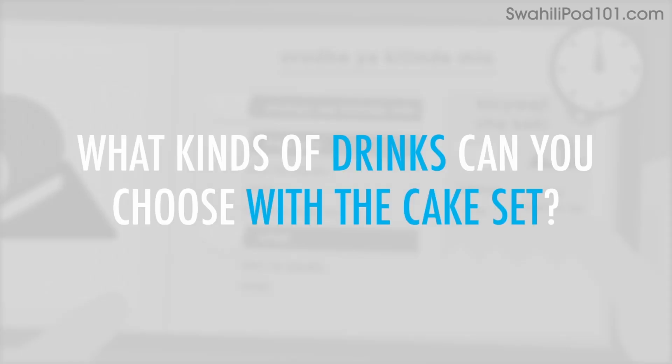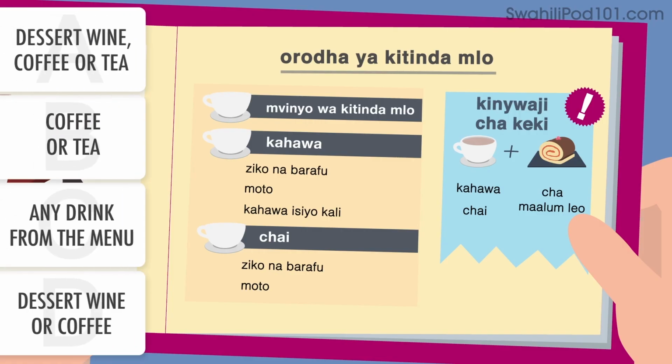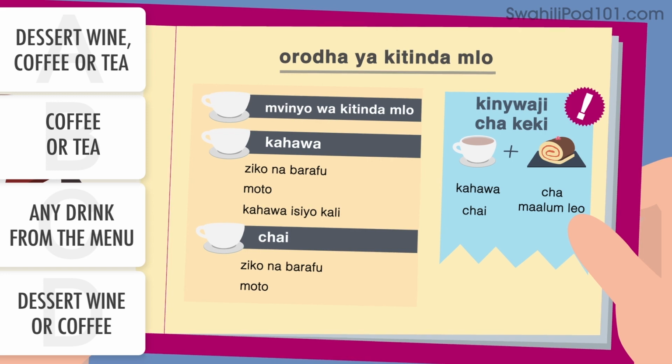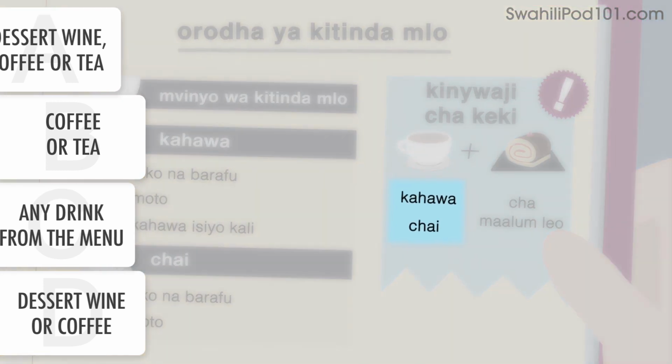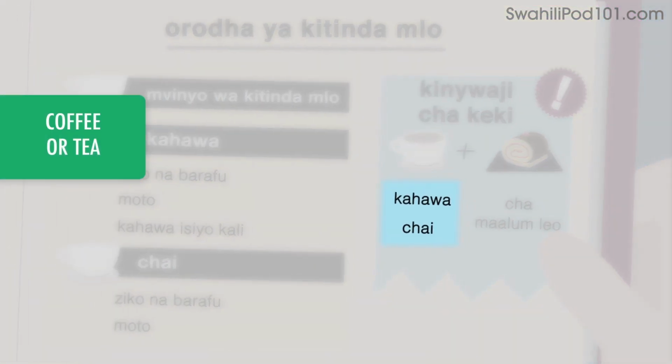What kinds of drinks can you choose with the cake set? The menu shows that you can choose from coffee or tea. Kahawa chai.